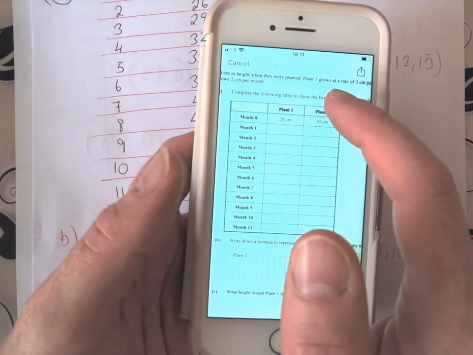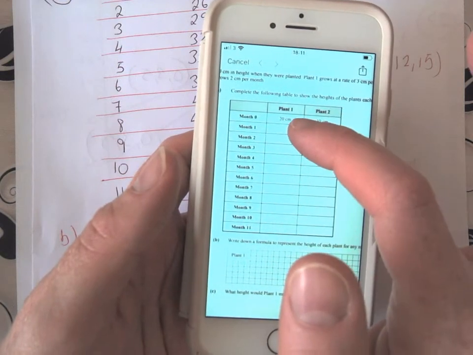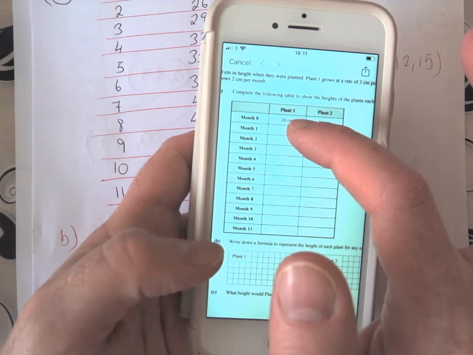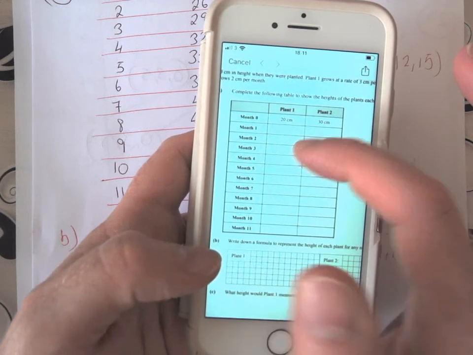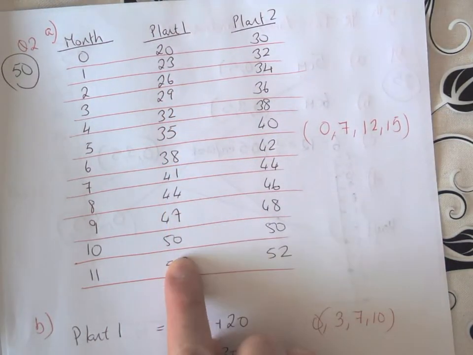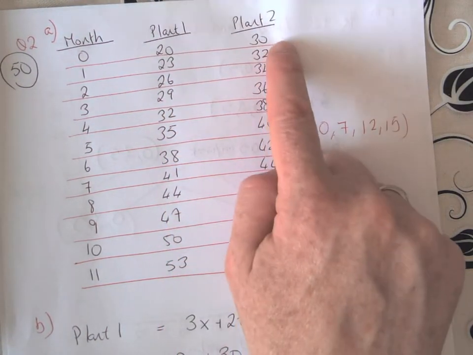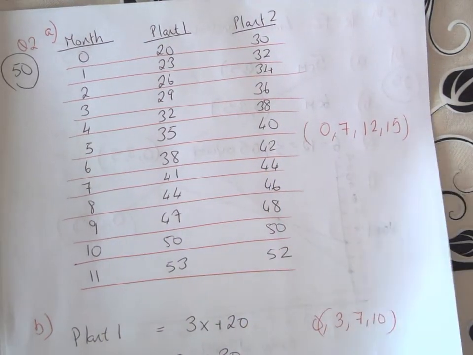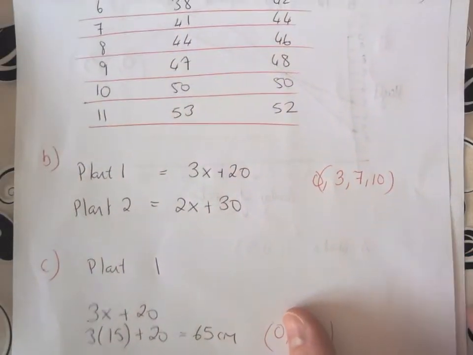Plant 1 is 20, plant 2 is 30, and plant 1 they tell you is growing at 3 centimeters, so you're just going to add 3 every time, so 23, 26, 29, all the way down, so keep adding 3. Alright, and then plant 2 grows at 2 centimeters per month, so 32, 34, 36, and so on all the way down.